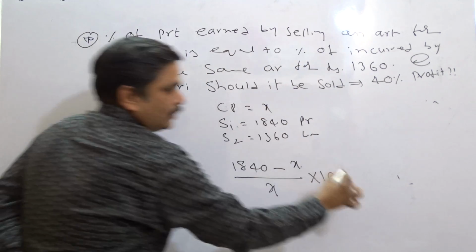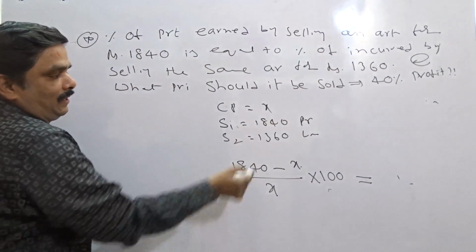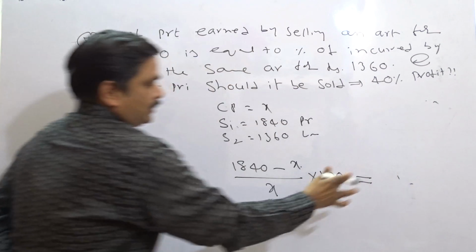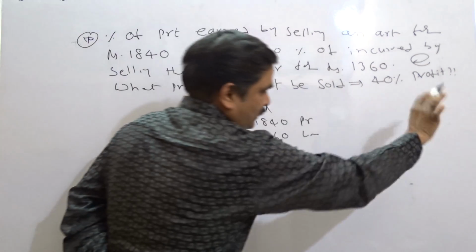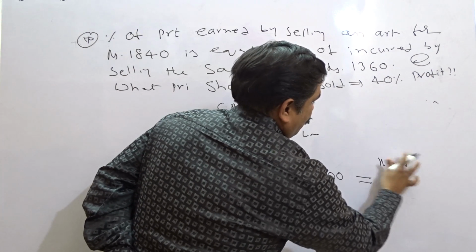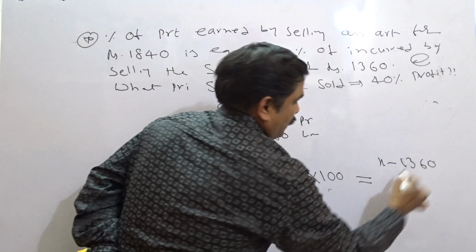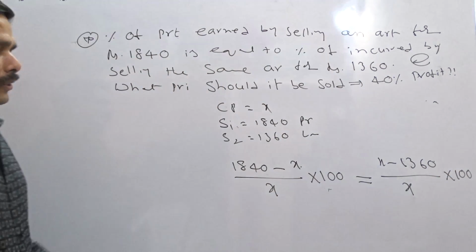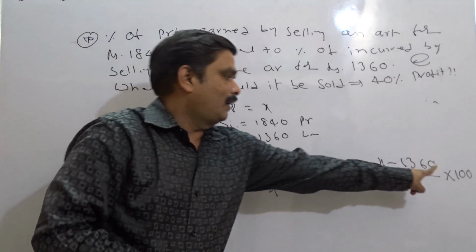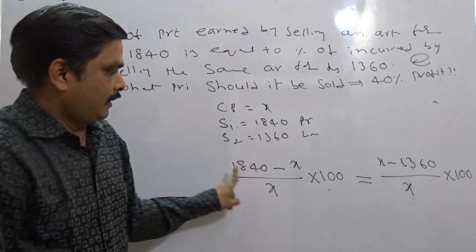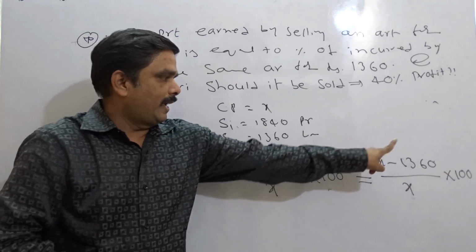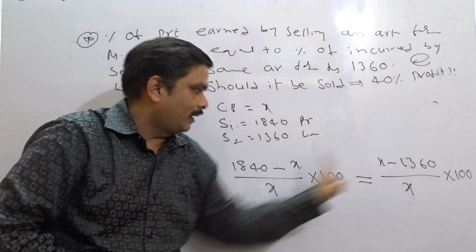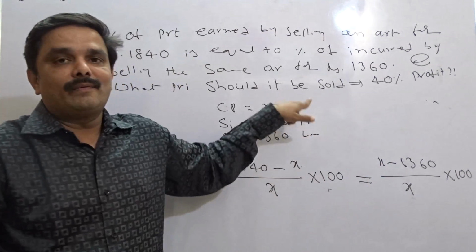Profit percentage should be equal to loss percentage. What's the loss percentage here? Now this is 1360 they have given, so this is loss. Loss means cost price minus selling price: X minus 1360 divided by X into 100. Now simply you can go for this one in this way. 100 and 100 are cancelled. X and X are cancelled. 1840 minus X is equal to X minus 1360. 2X is equal to the sum of these two, 3200, and X is equal to 3200 divided by 2.